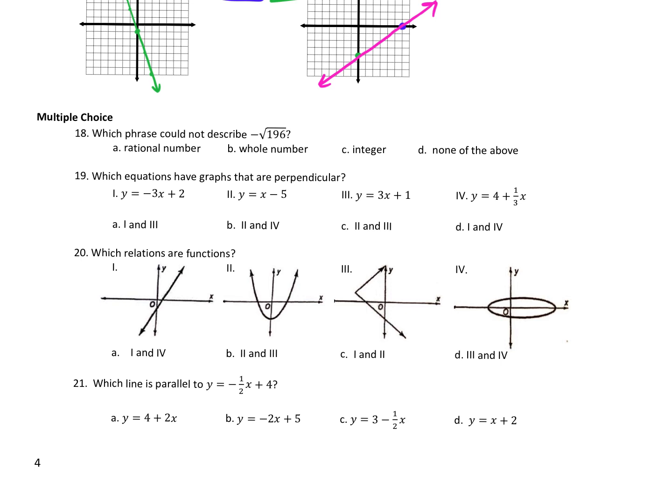Number 18. Here are some multiple choice questions for you again. Which phrase could not describe the negative square root of 196? Think about a rational number: it is any number that can be written as a fraction. If you plug the square root of 196 into your calculator, first of all, that would be 14, right? So this is saying the opposite of 14. So this is equal to negative 14.